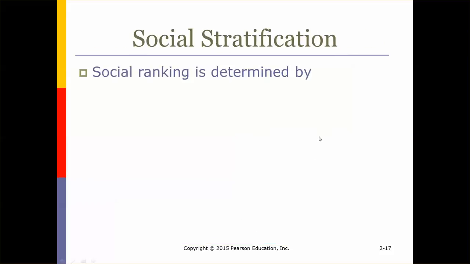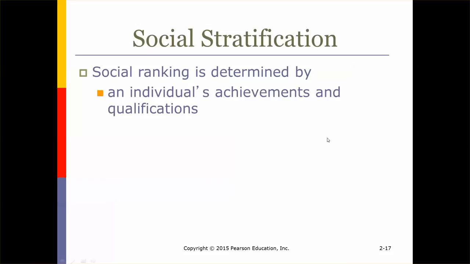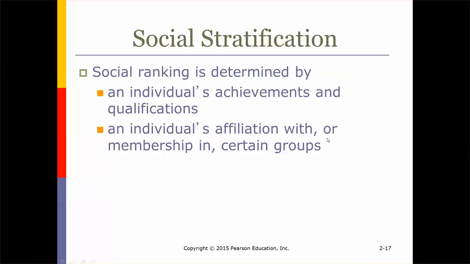Social stratification. Social ranking is determined by an individual's achievements and qualifications and an individual's affiliations with or memberships in certain groups. And what we find is that in different parts of the world, social stratification can be dramatically different. While they've attempted to eliminate it for the most part, in some rural areas it still exists.